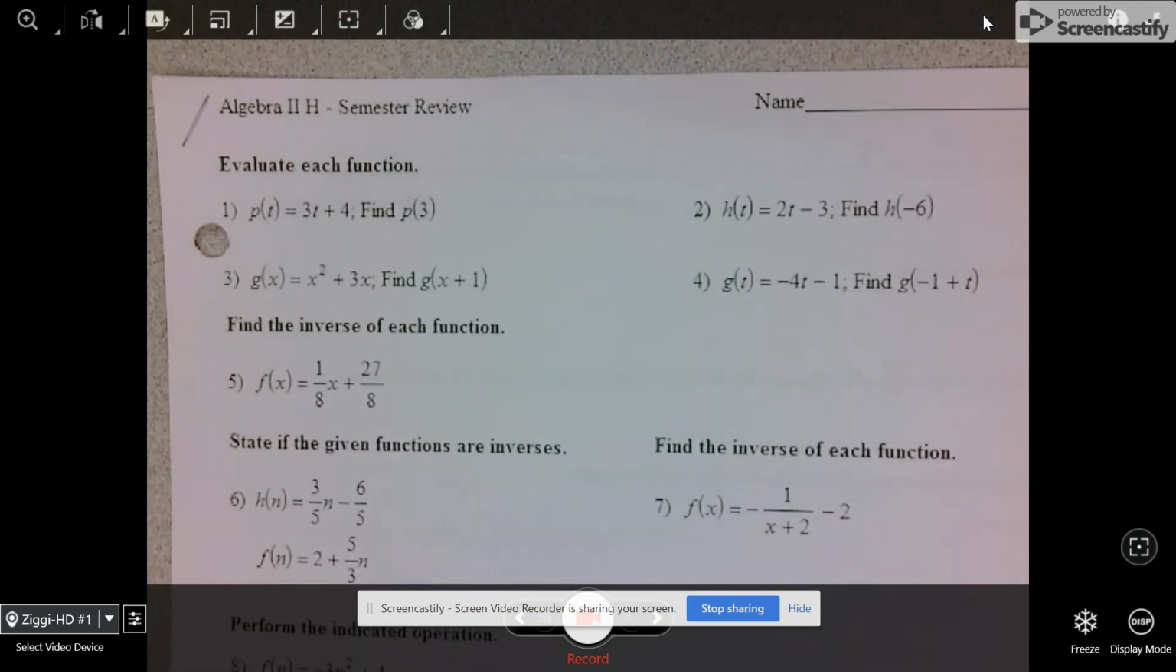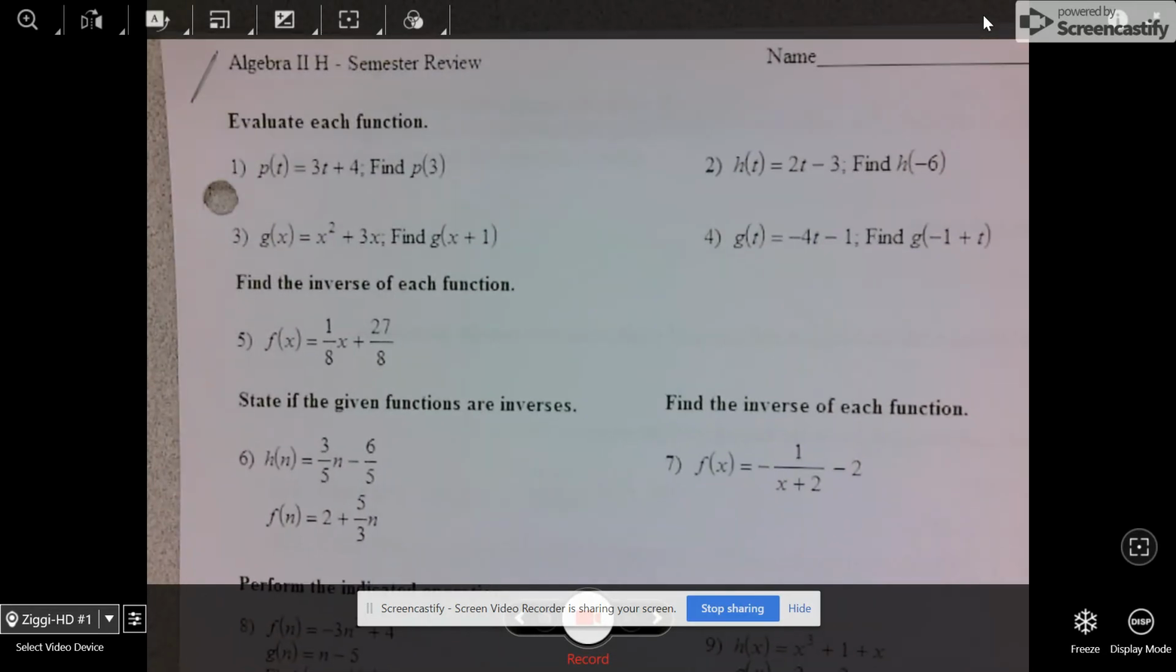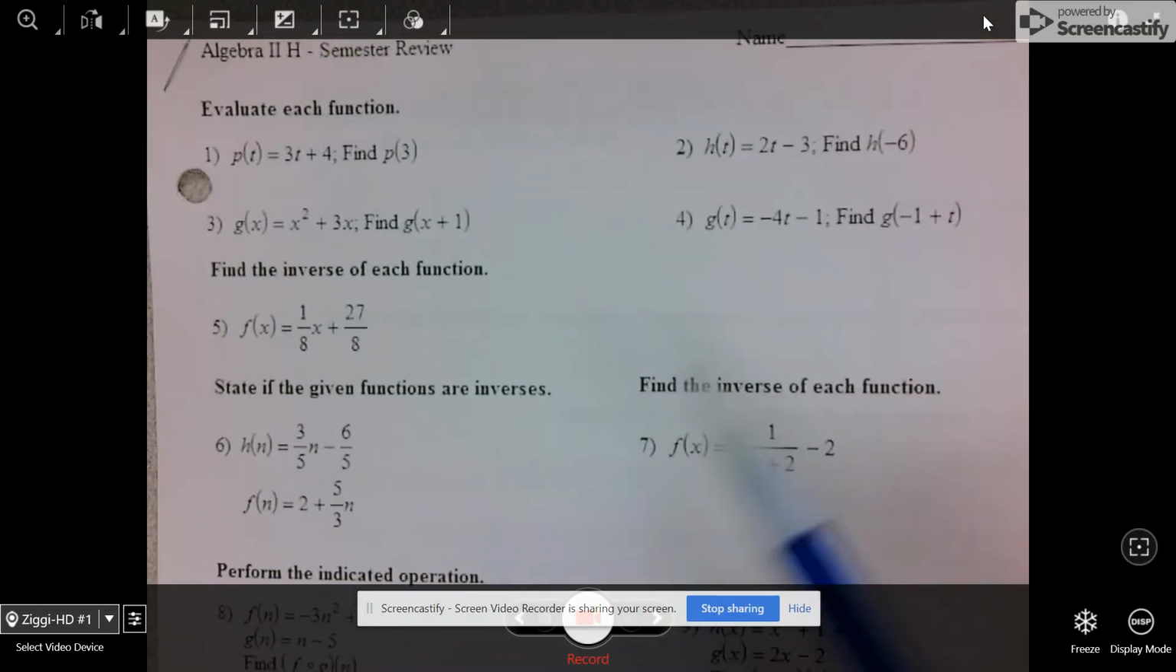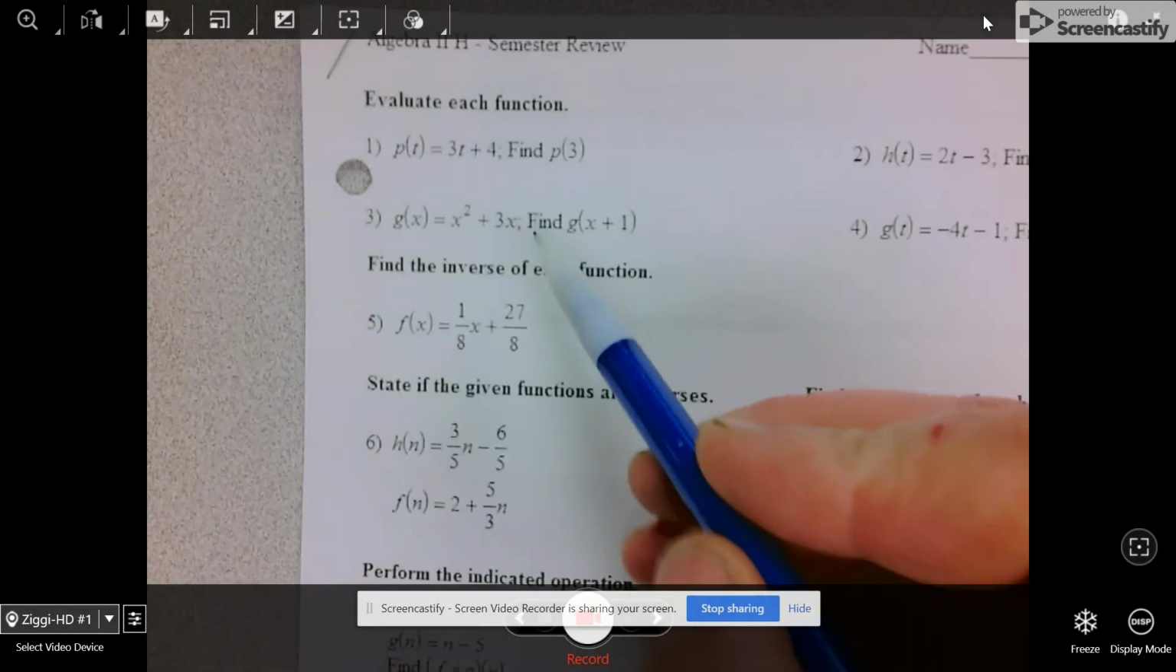This is Algebra 2 semester review. I'm just going to hit some of the main points here so you can fill in the other parts. We have, first of all, here, evaluate function should be pretty straightforward.